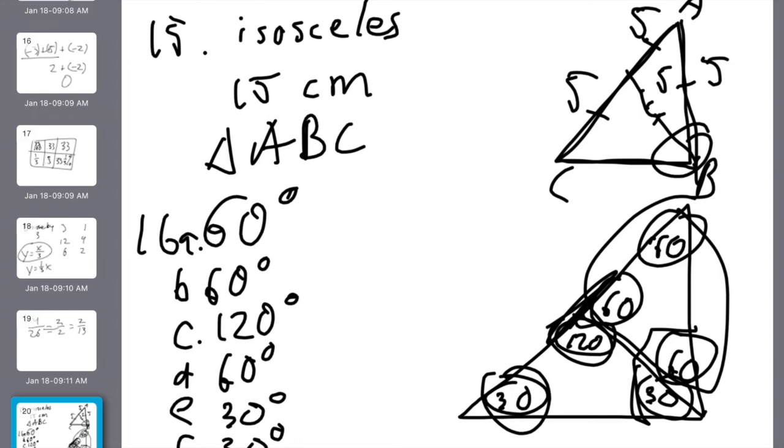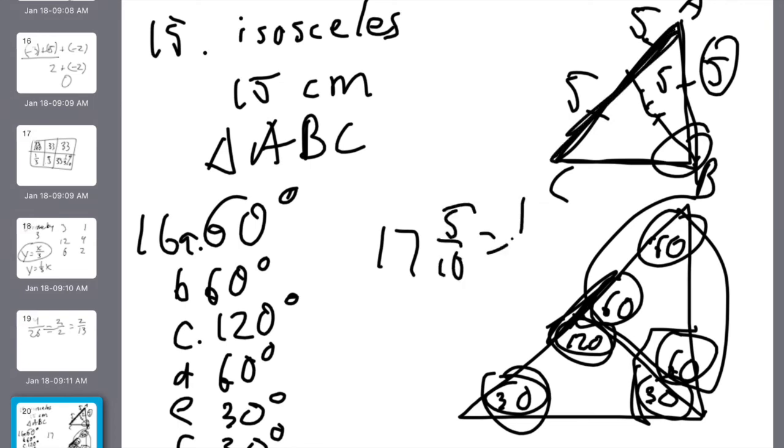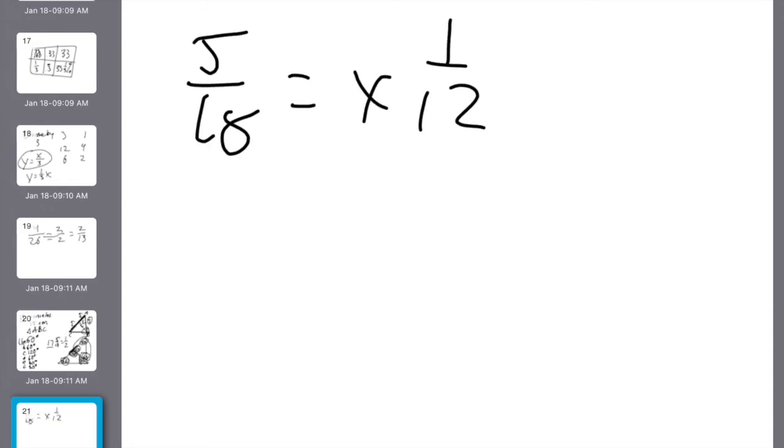17 says, what is the ratio of the length of the shortest side of ABC to the longest side? Well, the shortest side is right here, guys. That's 5. So I'm going to put 17 in here. The longest side is out here. That's 5 plus 5 is 10, so it's 5/10. That reduces to the ratio of 1/2. So, okay, 15, 16, and 17. Obviously, halfway through that problem, you had to flip your answer key over as we were cruising along doing those problems. We're up to number 18.